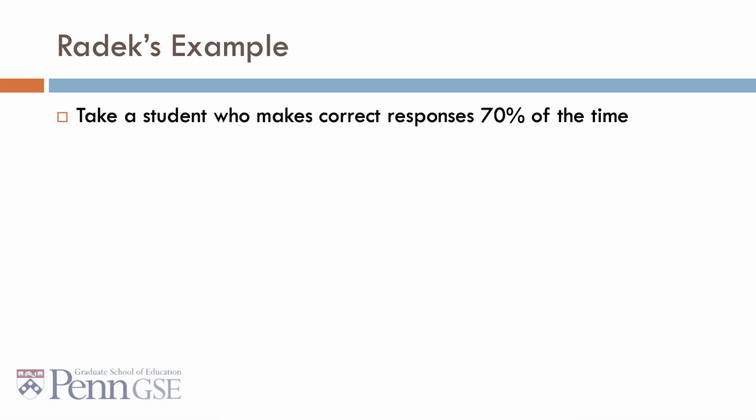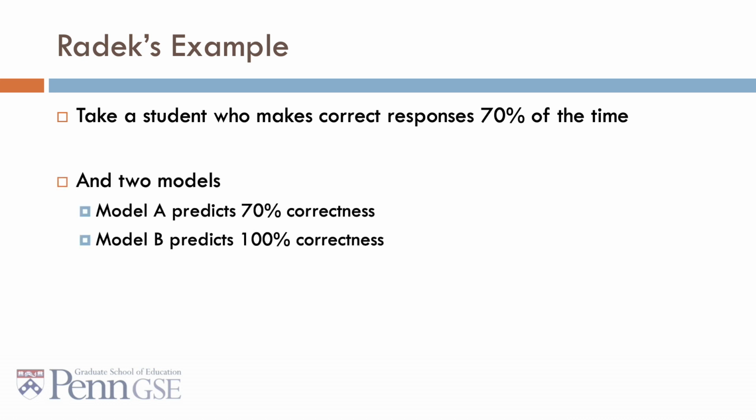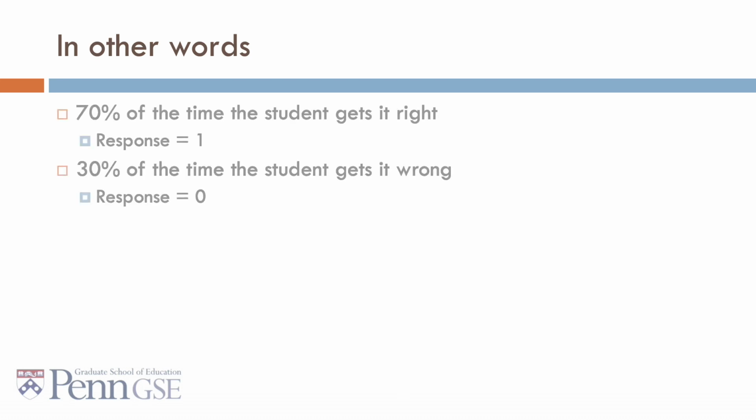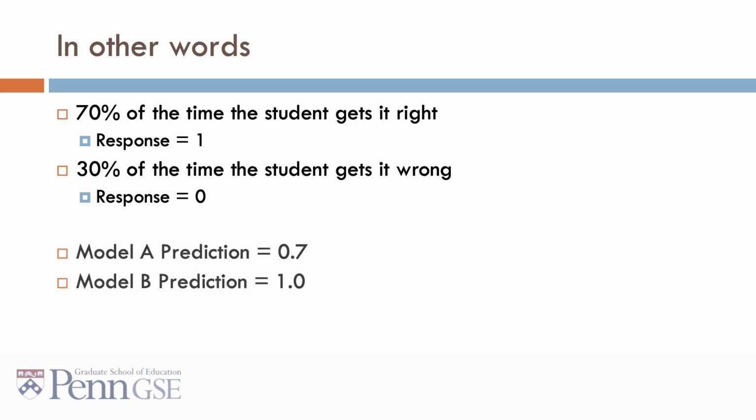So in Radek's example, take a student who makes a correct response 70% of the time, and take two models. Model A predicts 70% correctness, and Model B predicts 100% correctness. So in other words, this student, 70% of the time they get it right, response of 1, and 30% of the time they get it wrong, response of 0. Model A's prediction is 0.7. Model B's prediction is 1.